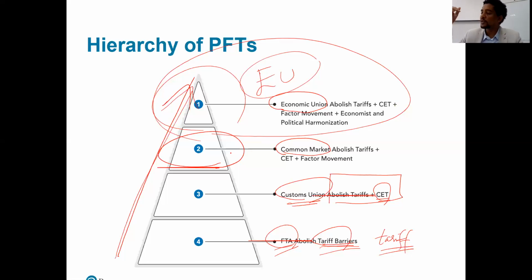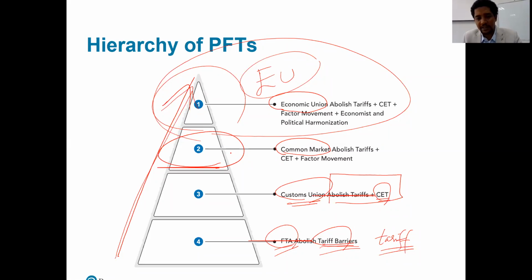When you go one step further, it grows into an economic union. So a free trade agreement can grow into an economic union, where you abolish tariffs, you set common external tariffs, you allow free movement of factors of production, and you also have economic and political harmony. And maybe at the last stage, you have a common or single government. So the free trade agreement might grow through that hierarchy. I want you to understand this.